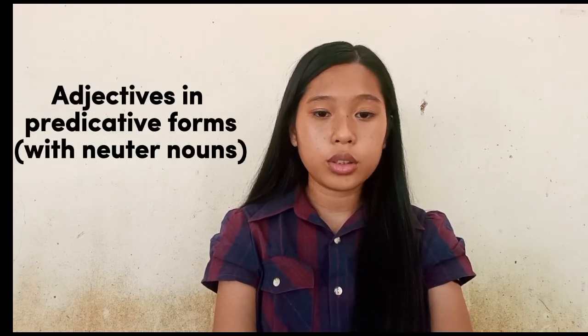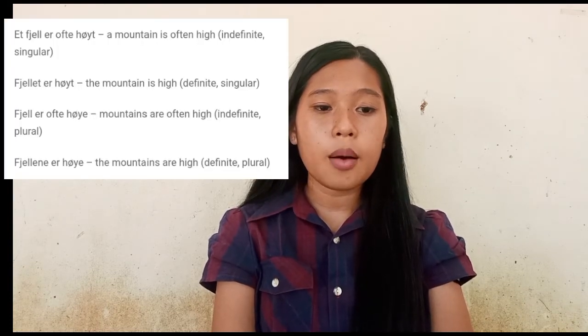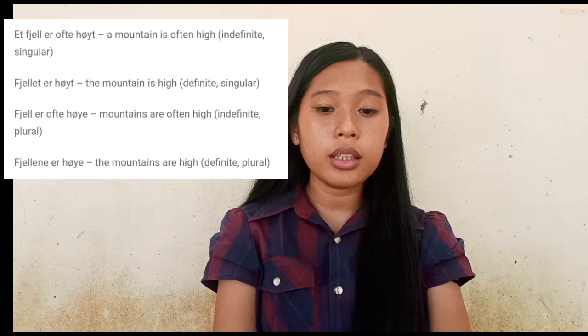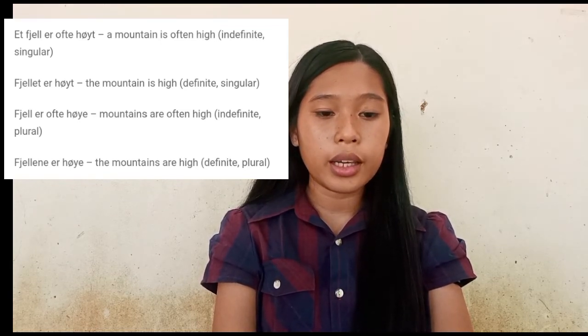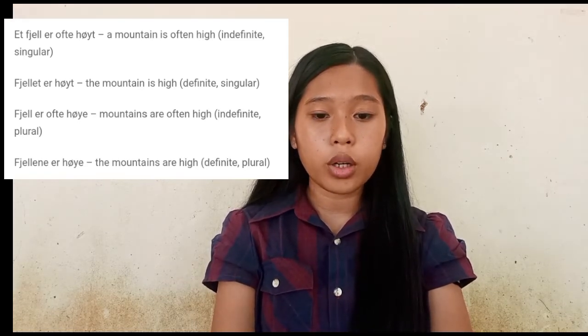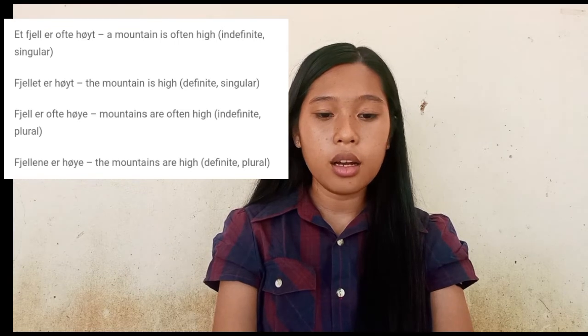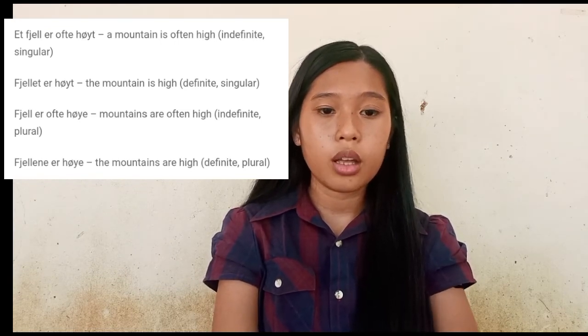And for the neuter nouns, "et fjell er ofte høyt." A mountain is often high. Indefinite singular. "Fjellet er høyt." The mountain is high. Definite singular. "Fjell er ofte høye." Mountains are often high. Indefinite plural. "Fjellene er høye." The mountains are high. Definite plural. We will go now to the adverbs.